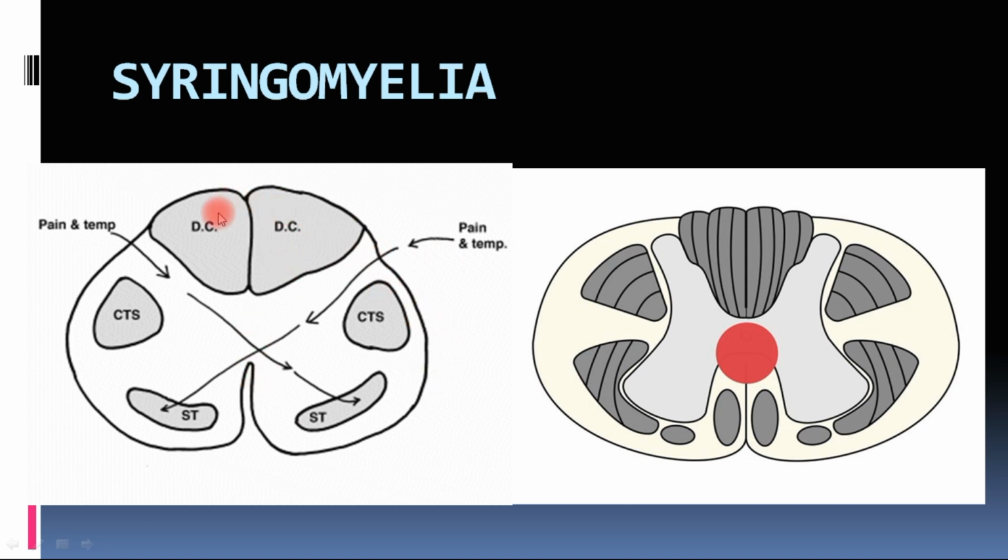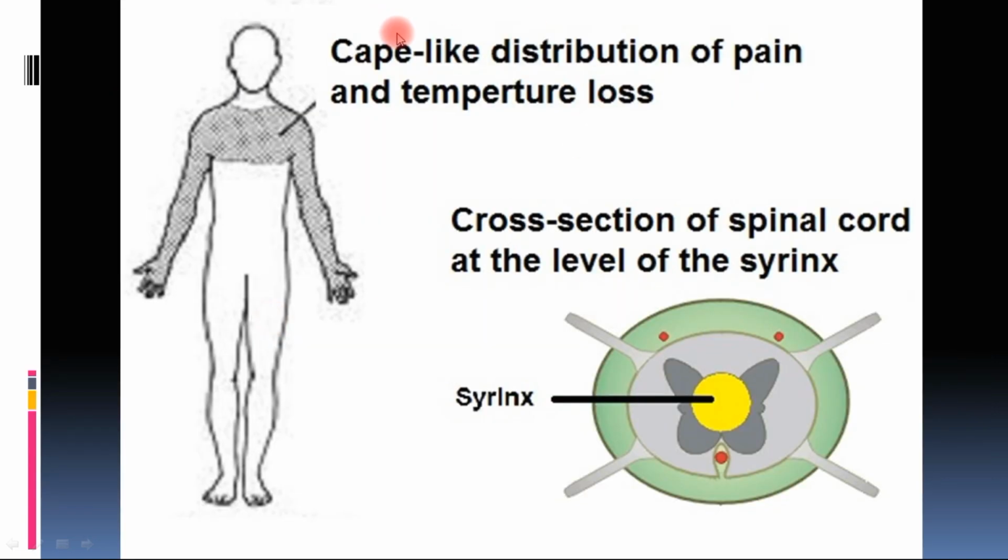whereas other sensations which are carried far in the dorsal column will not be affected on any side. In this case, both the sides are coming and crossing at the same point, and if it is affected at the same point, both the side pain and temperature will be lost. As we will see in the next diagram, it is a cape-like distribution of pain and temperature.